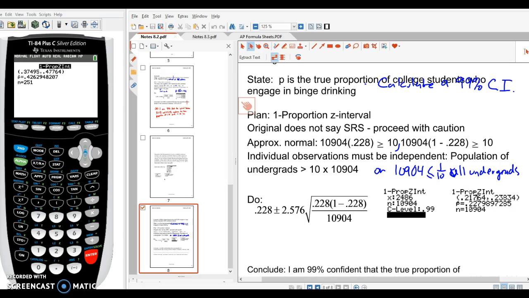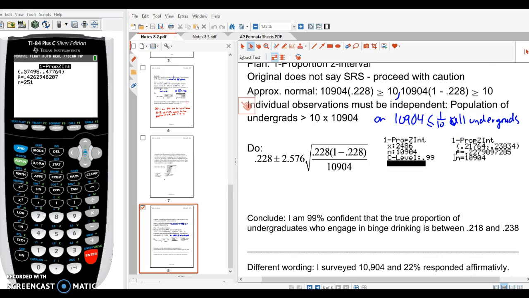Individual observations must be independent, so it is reasonable that the population of all undergraduate students is more than 10 times the sample size, or another way of writing that is that the sample size is no more than 1/10 of all undergrads. In the do step, there was 22.8% who fit in that category. The z-star is 2.576 for a 99% confidence level. Plug in the sample size, and this is how you do it in the calculator.